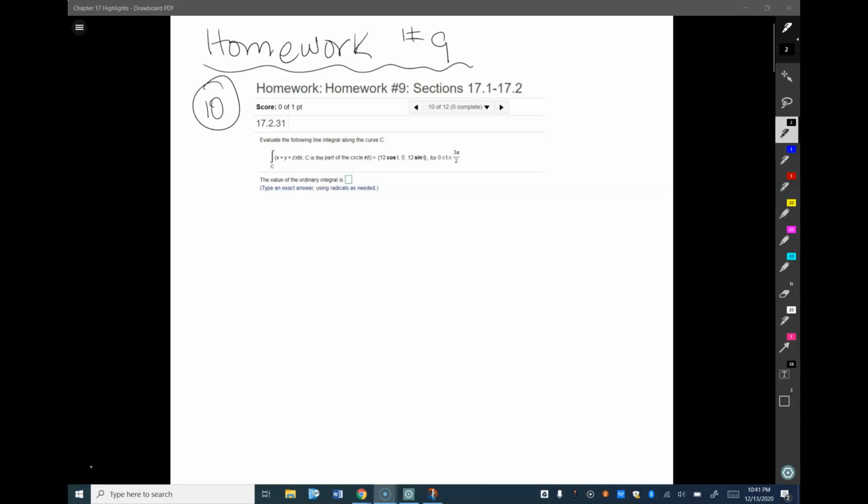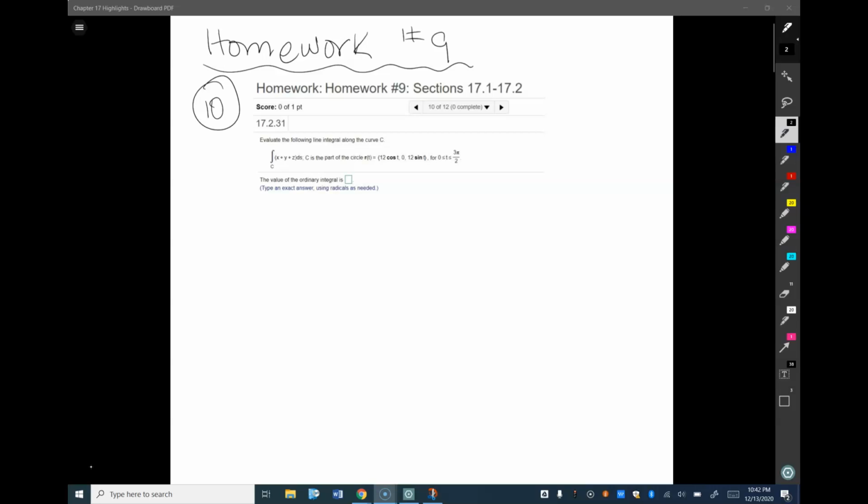In problem number 10 on the homework, we're being asked to calculate a line integral. We are given a potential function, x plus y plus z, and we want to integrate it over the curve, which is given here as a circle given by r of t equals 12 cosine t, 0, 12 sine t. So it's a circle in the xz plane because the y coordinate stays 0 the whole entire time. And it's for t from 0 to 3 pi over 2.